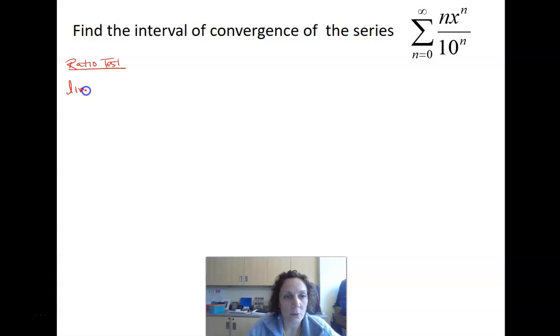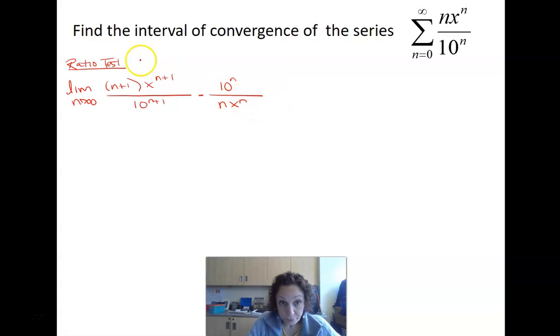Okay, so we are going to do the limit as n approaches infinity of my n plus 1th term, so (n plus 1) x to the n plus 1 over 10 to the n plus 1, divided by your nth term, so I'm just going to write it as times the reciprocal, right? Now notice here, when I did my plus 1s, the x just is the x, right? The only thing that's being affected here by changing the n to the n plus 1 is the n's, right? The x just stays the same.